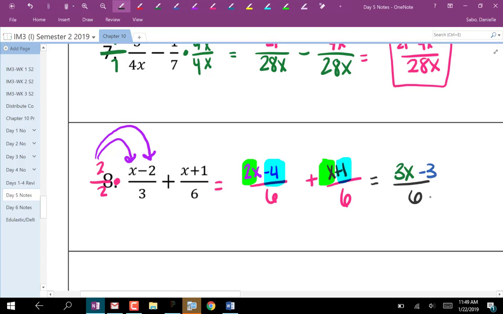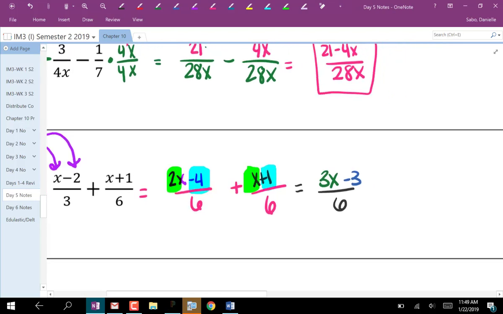Now it looks like that would be, again, a very good answer. I'd be very happy with that answer, but there is something I can divide all of them by. What number can I divide every single piece by? 3. I can divide all the tops by 3 and all the bottoms by 3, and that's going to get me my final answer. Because 3 divided by 3 is just 1, so I have x minus 1. 6 divided by 3 is 2. That would be my final answer.